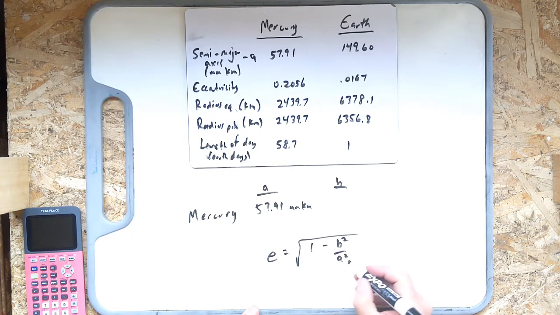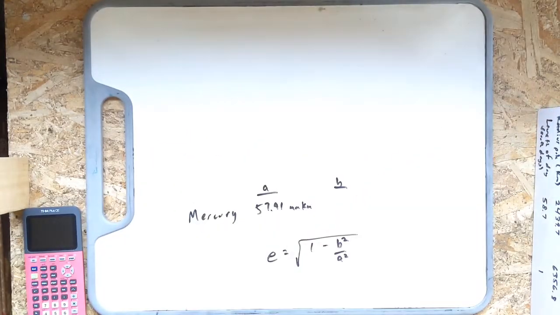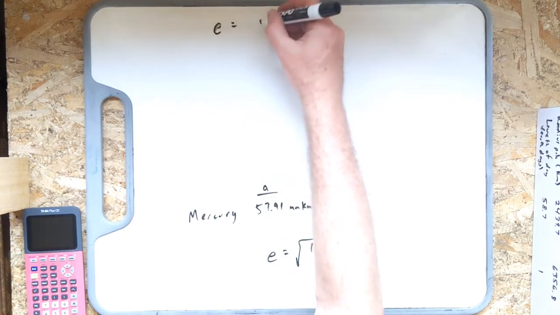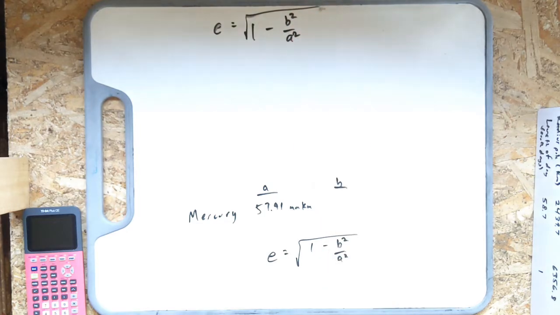And I've got to solve this, given that I have E up here, and I have A, 57.91, I have to solve it for B. And I'm actually going to put this away just a second, put it to the side here, so that I can do this generally and then just use it. So I'm going to put E equals square root of 1 minus b squared over a squared. I'm going to solve that for B.